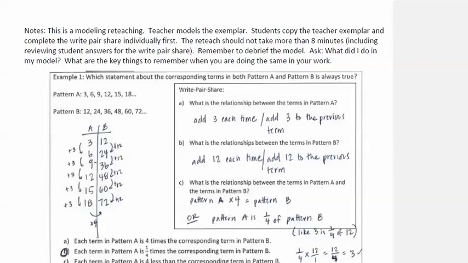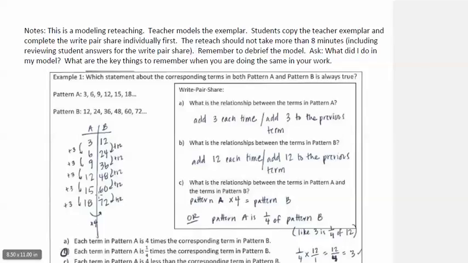Okay, this is asking me to compare the terms in A with the terms in B. So having it in this table is super helpful because I can see, well, 3 times 4 is 12. Let's see if that works for the next one. 6 times 4 is 24. Oh, 9 times 4 is 36. Oh, it seems to be working. 12 times 4 is 48. 15 times 4 is 60. 18 times 4 is 72.